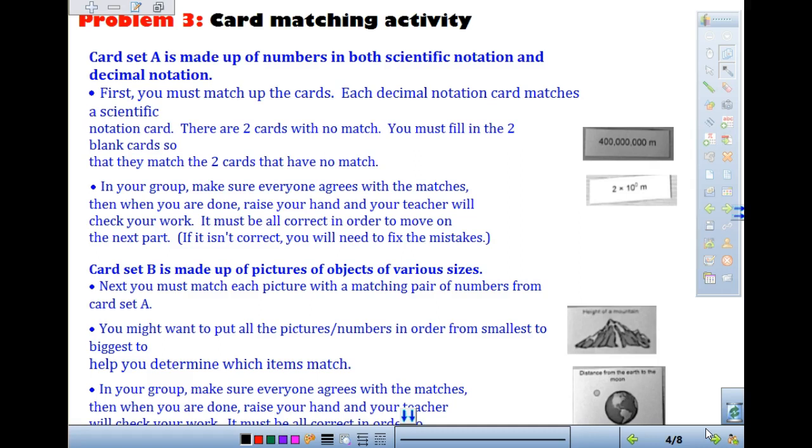Card set A is made up of numbers in both scientific notation and decimal notation. First, you must match up the cards. Each decimal notation card matches a scientific notation card. There are 2 cards with no match. You must fill in the 2 blank cards so that they match the 2 cards that have no match. All right. Janessa, keep reading.